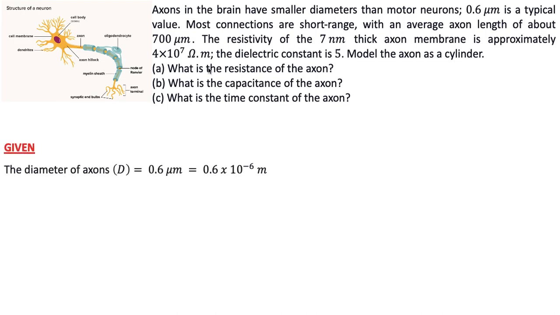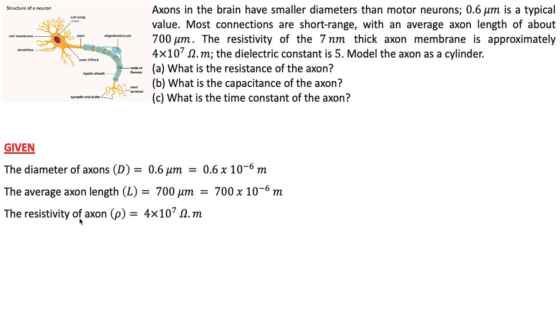Given. The diameter of axon, or D, equals 0.6 micrometers, equals 0.6 times 10 to the negative 6 meters. The average axon length, or L, equals 700 micrometers, equals 700 times 10 to the negative 6 meters. The resistivity of axon, rho, equals 4 times 10 to the 7 ohm meters. The thickness of axon, T, equals 7 nanometers, equals 7 times 10 to the negative 9 meters.